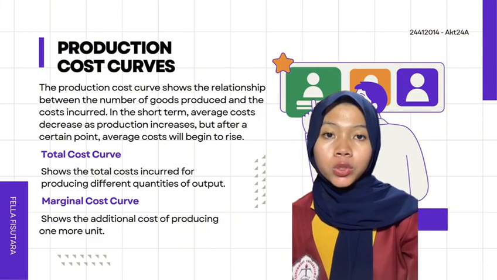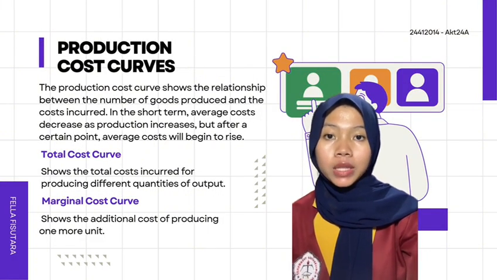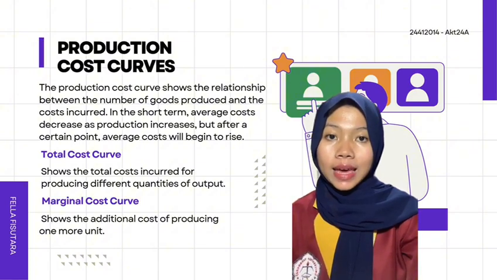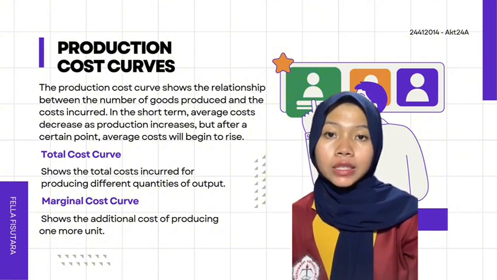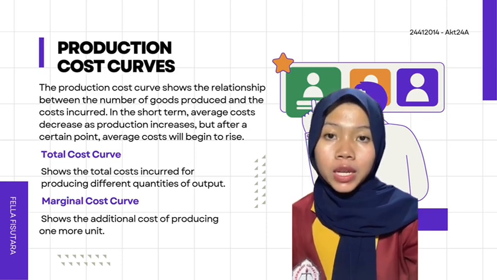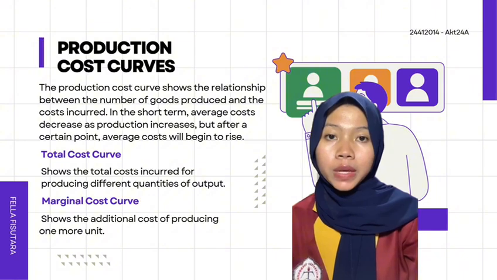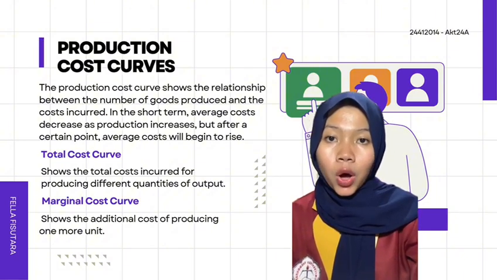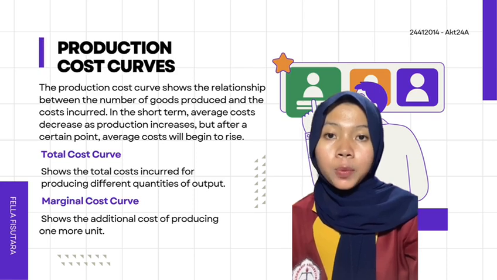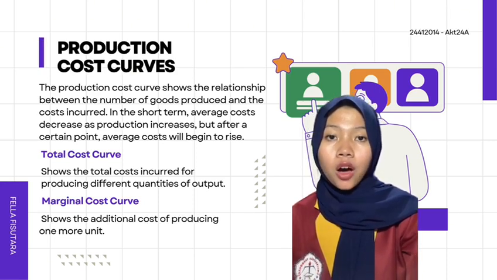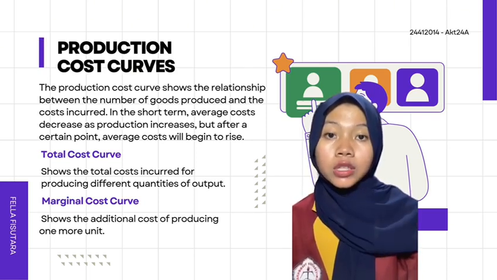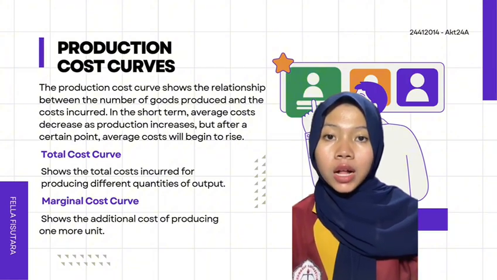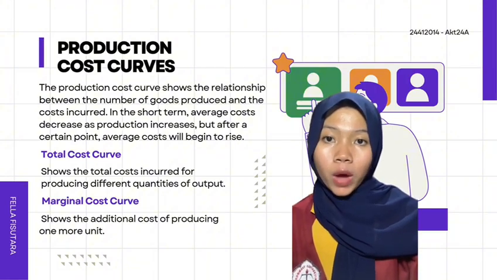Production cost curve. The production cost curve shows the relationship between the number of goods produced and the cost incurred. In the short term, average cost decreases as production increases, but after a certain point, average cost will begin to rise. Total cost curve: the total cost incurred for producing different quantities of output. Marginal cost curve: the additional cost of producing one more unit.